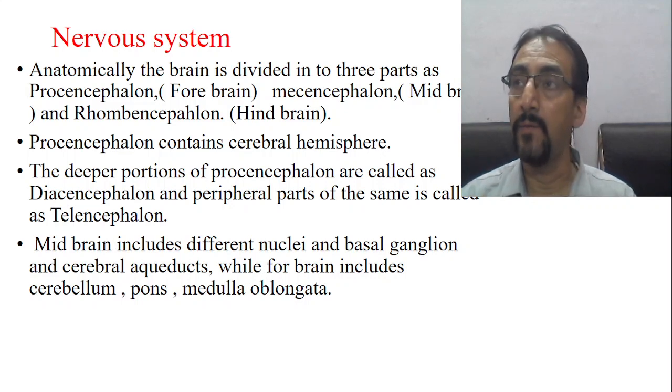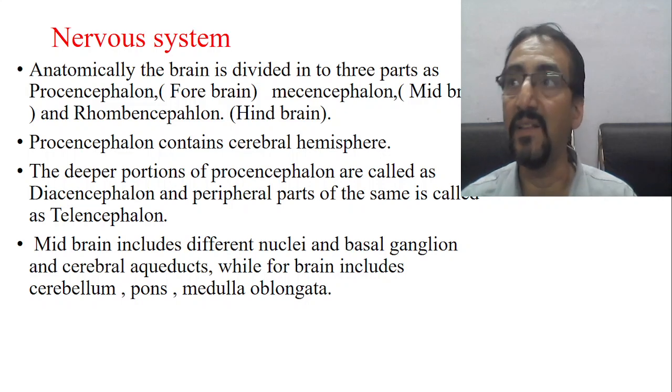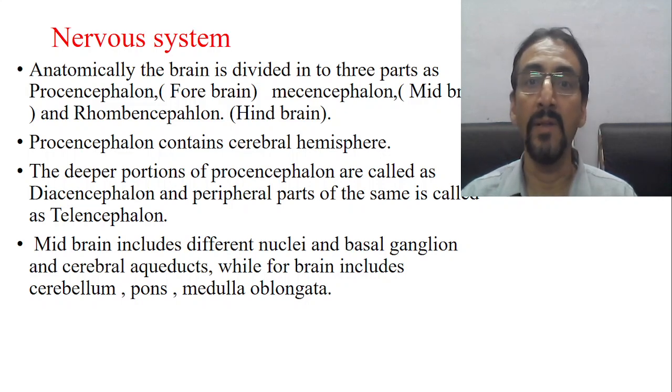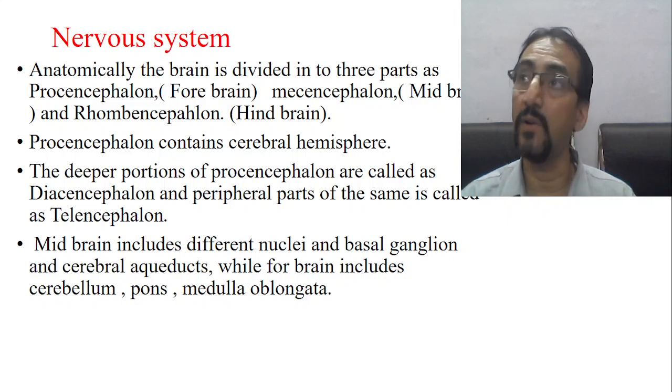That means if you take a banana as the prosencephalon, the pulp of the banana, that is called as diencephalon, and the outermost chilka, okay, outermost portion of the banana, so that is called as telencephalon. Okay, so in the forebrain, the deepermost area is called as diencephalon, the outermost area or peripheral most area, that is called as telencephalon. Okay, clear.